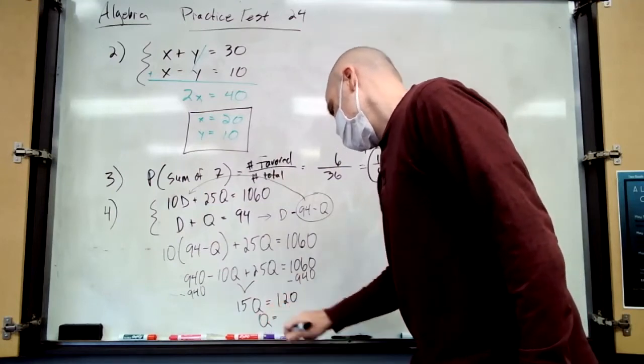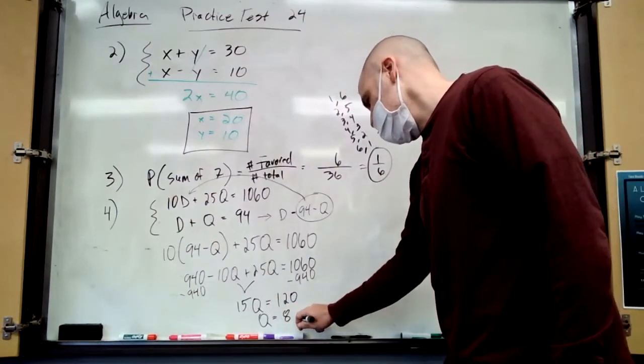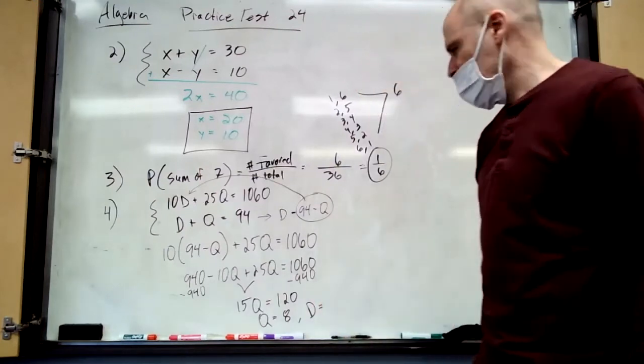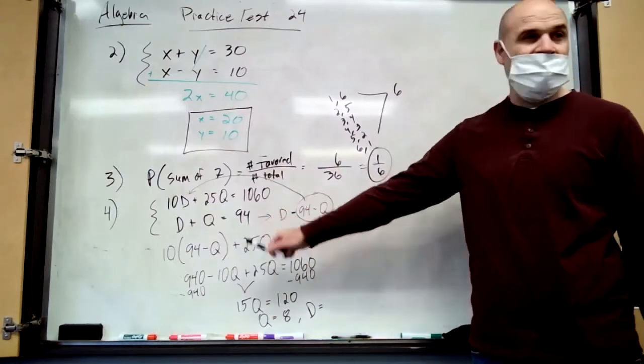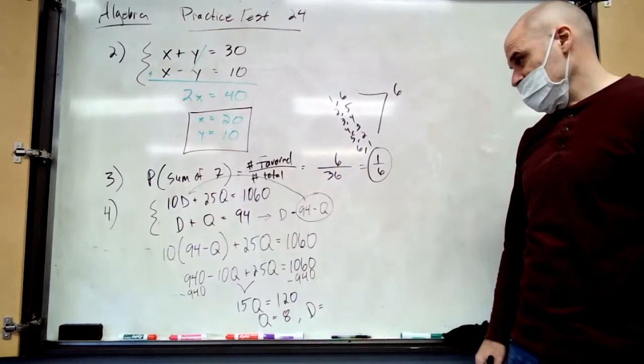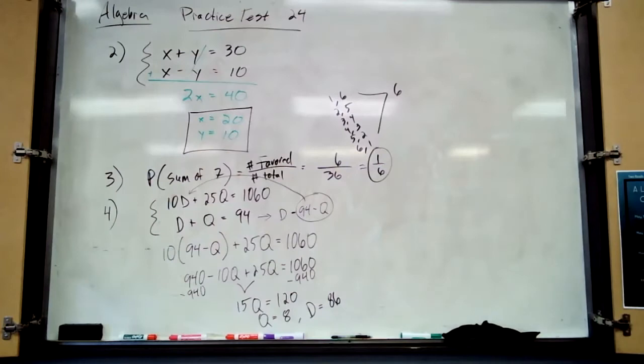So Q equals 8. All right, so 8 quarters. So how many dimes? Well, there's got to be a lot, right? There's only 8 quarters and there's 94 coins. So what is that, 86? So let's just make sure that adds up to $10.60. Well, 8 quarters is $2, right? So what's $2 plus $8.60? $10.60. It works.